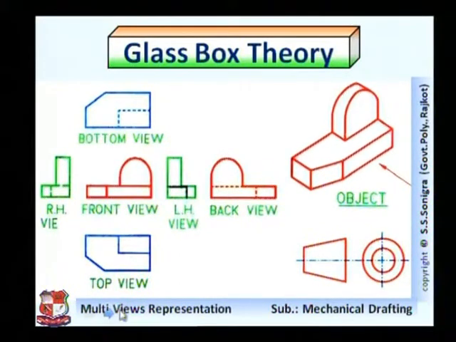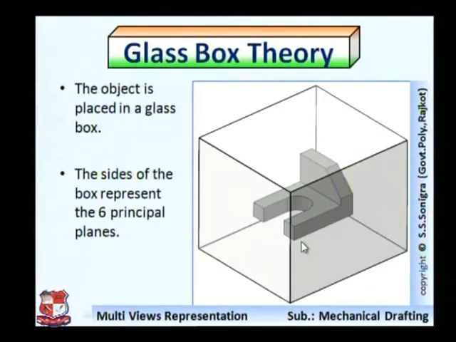In case of bottom view and top view, only one difference is there. These 2 lines are dotted lines over here, and here full lines are there. Similarly, in the two side views, left hand side view and right hand side view, here this is a dotted line and a dotted line, here that is the full line. So I hope these 6 views are clear to you.